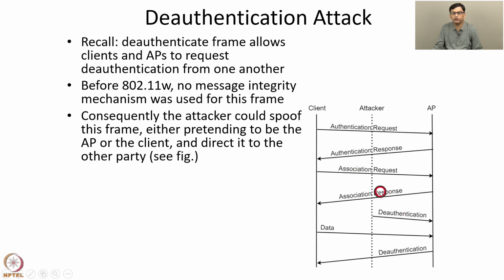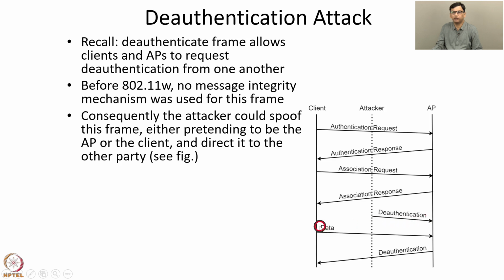Now, there is an attacker who wants to attack this network. So the attacker sends a deauthentication frame to the access point, pretending to be this client. This deauthentication frame reverses these processes, and it deauthenticates the client from the access point. Once this deauthentication frame is received by the access point, the client gets deauthenticated from the access point.